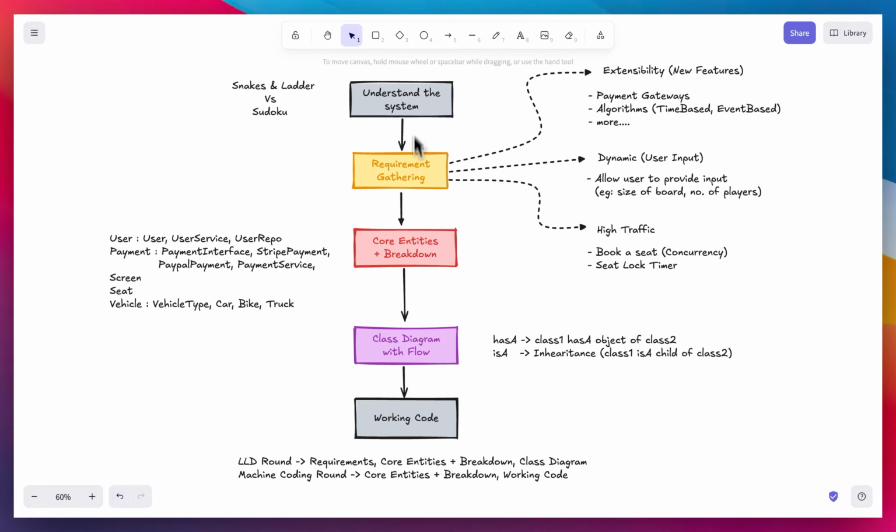And these 5 steps basically would help you in your LLD round and in your machine coding round as well. Because the expectation in LLD round is to write down the requirements properly, to write down the entities, and to explain the flow to the interviewer. And in the machine coding round, the expectation is to write down the working code. And in all the LLD videos, we would be covering all these steps. That's why it would be helping you in your LLD and machine coding round.